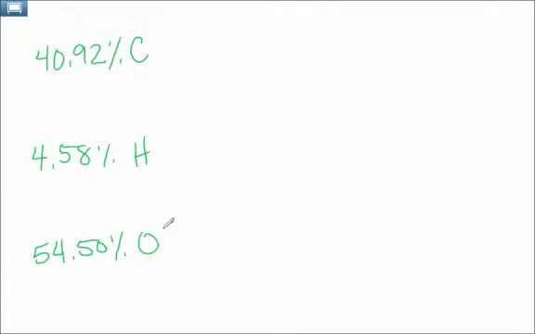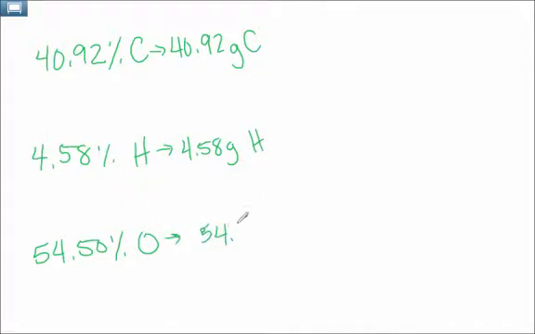First thing we want to do is convert these into mass. And when they give us percentages, we're going to just assume we have 100 grams of the substance. So if 40.92% of 100 grams is carbon, how many grams of carbon are there? 40.92, right. And hydrogen would be 4.58 grams. And 54.50.